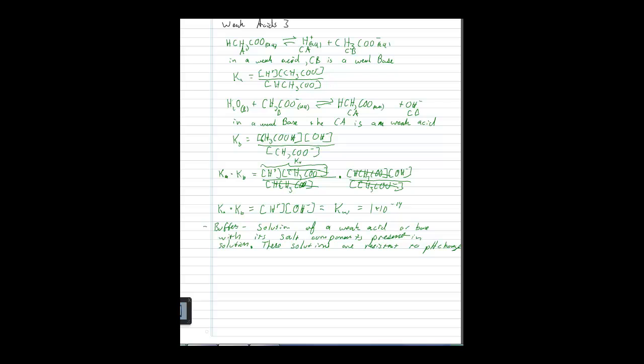So, let's say, for example, we have a comparable concentration. Let's say we have 1 liter of a 1 molar solution of acetic acid, and we add 1 mole of NaCH3COO. So this is what I mean by its salt components. Here we have the acetate ion, which we know is a weak base, mixed in with our solution.